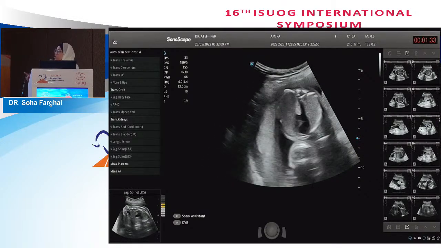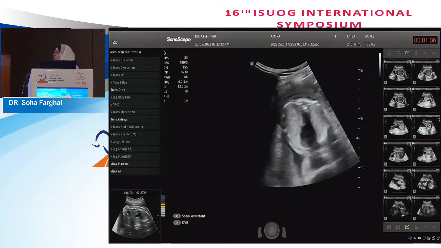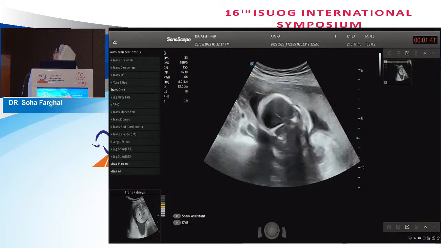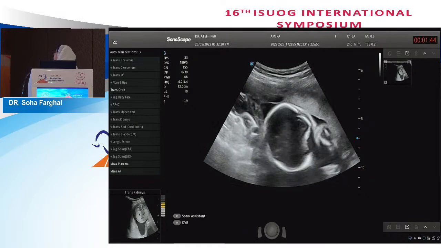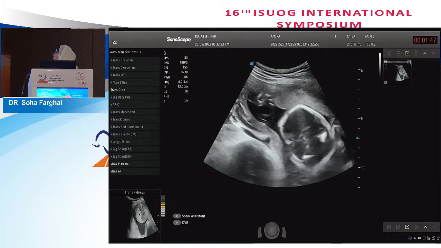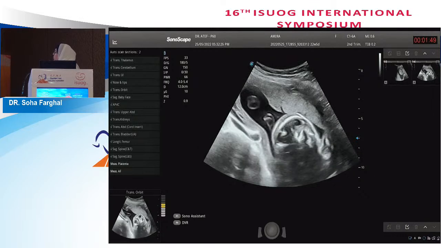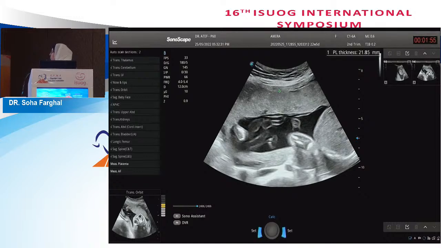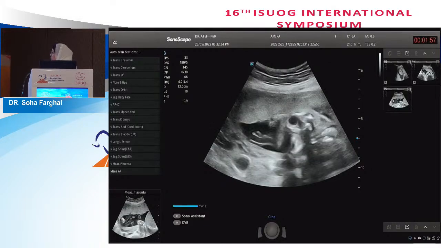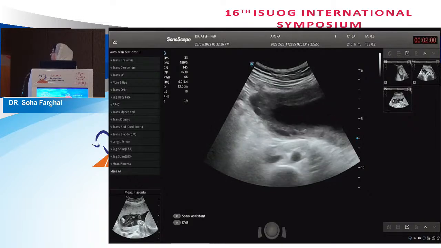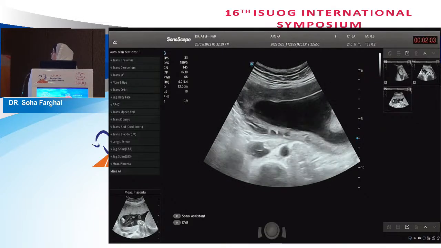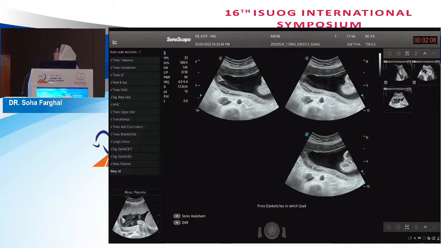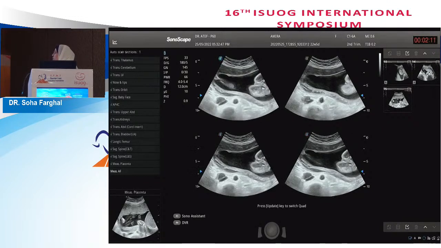You can see the section is changing. Whenever the machine picks the requested plane, it will change. This is the amniotic fluid, by shooting the quad and then starting to get each quadrant.